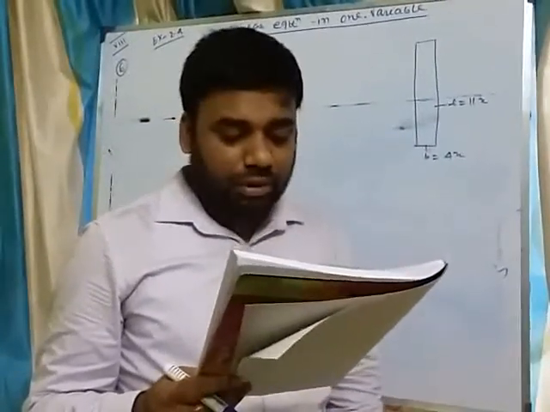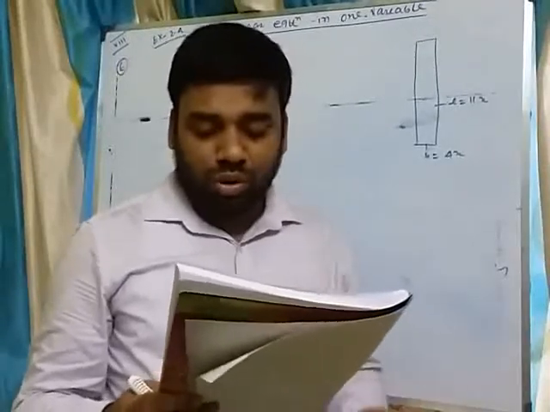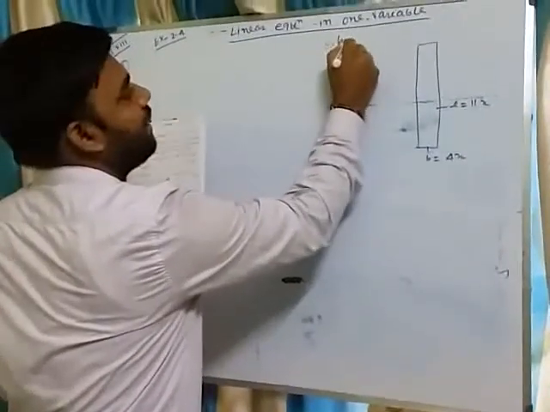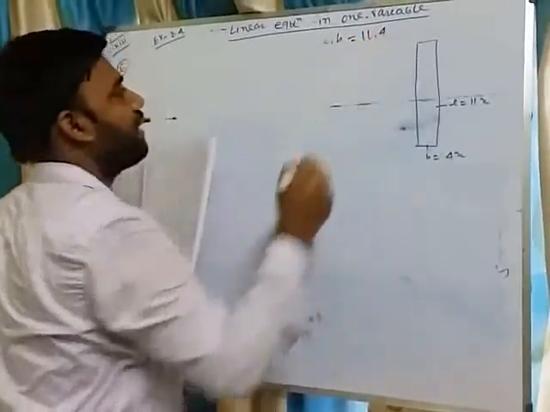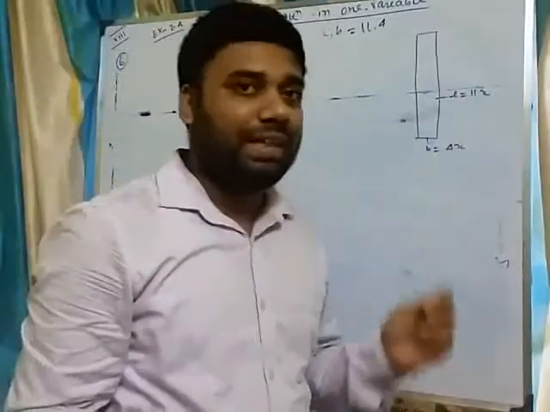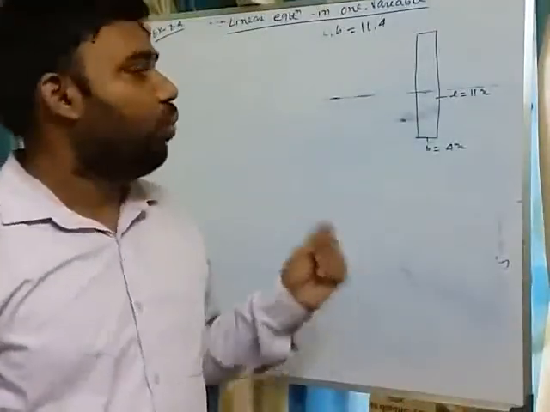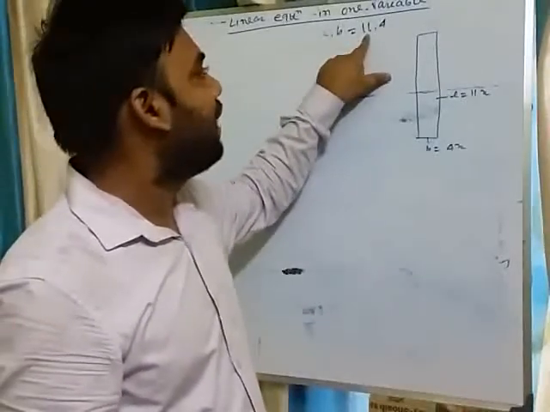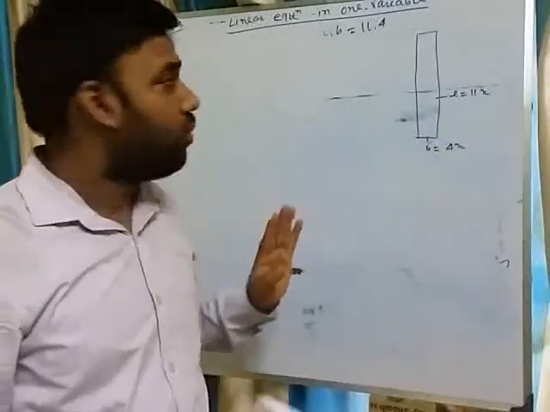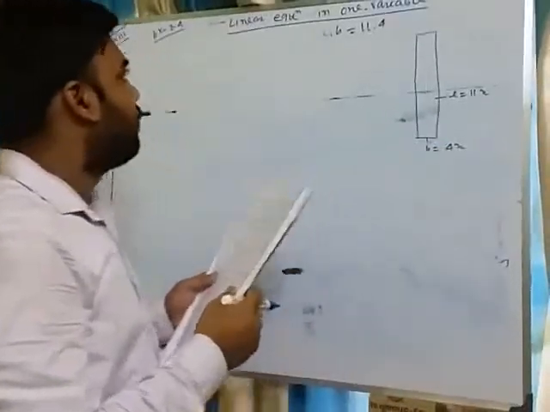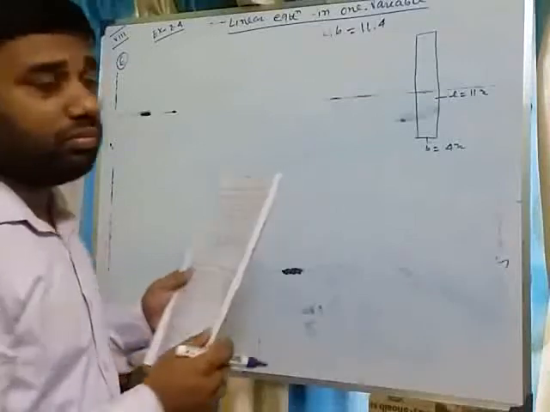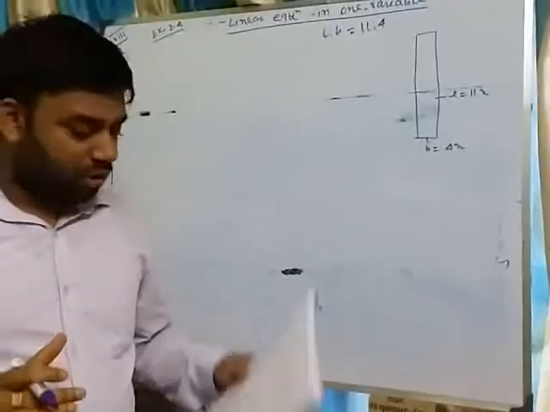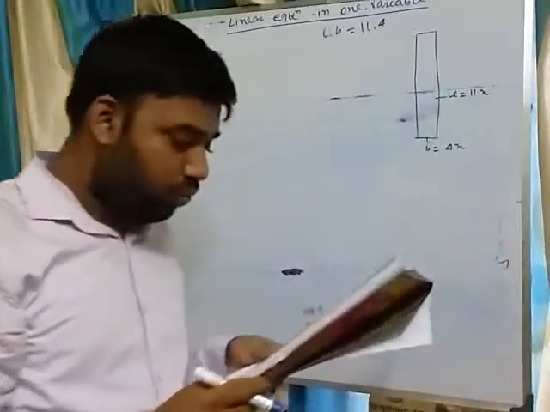The length and breadth of the plot are in the ratio 11:4. As I have told earlier, if the ratio of anything is given, we can take the length as 11x and the breadth as 4x. Therefore, the length and breadth ratio is 11:4.